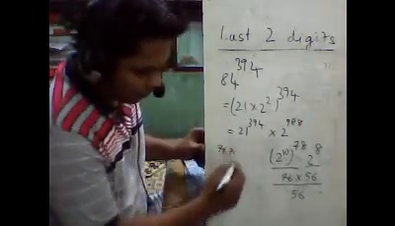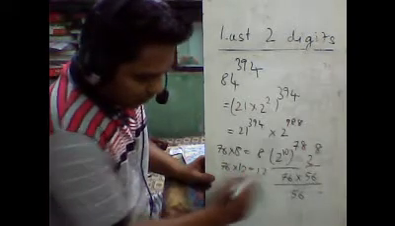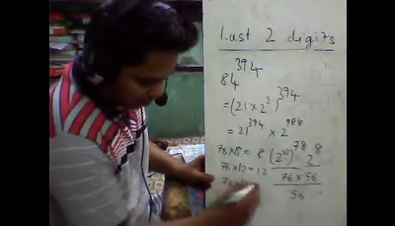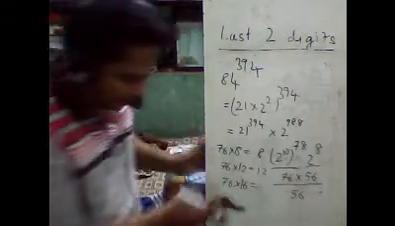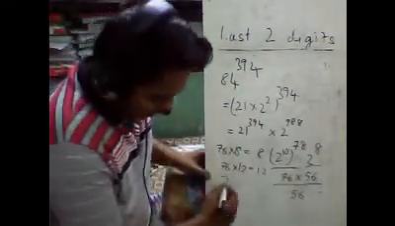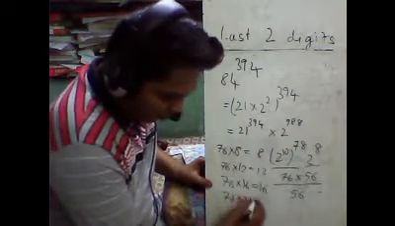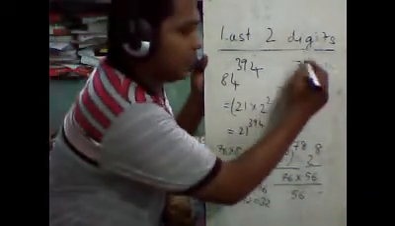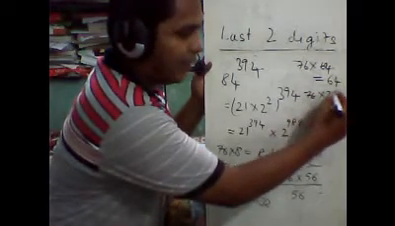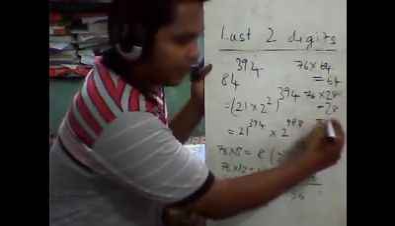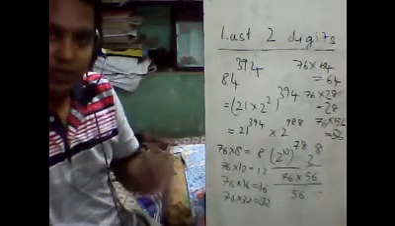76 into 8 is 8. 76 into 12 is 12. 76 into 16 is 16. 76 into 32 is 32. 76 into 64 is 64. 76 into 28 is 28. 76 into 56 is 56. And 76 into 24 is 24.